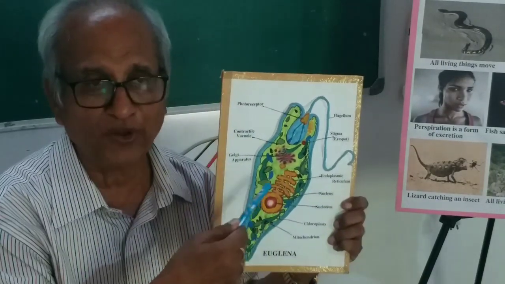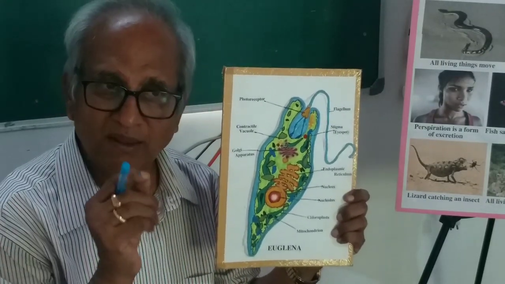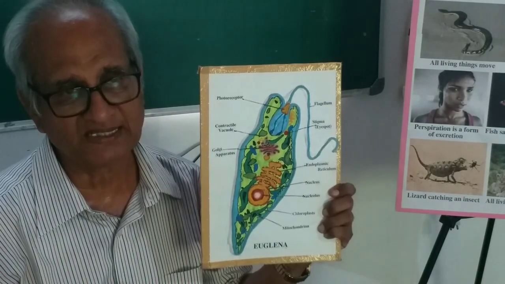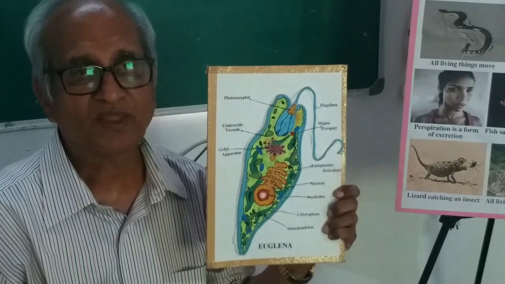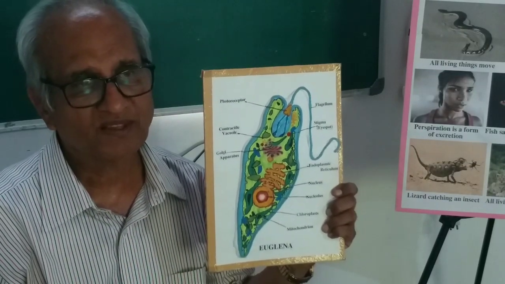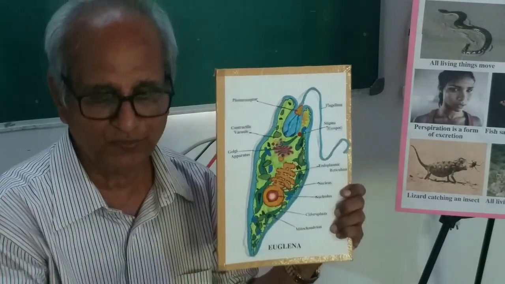It doesn't feed on other animalcules or any other substance as such. It prepares its own food, drawing carbon dioxide from the water around, and with the help of the green pigment there, it prepares its own food.